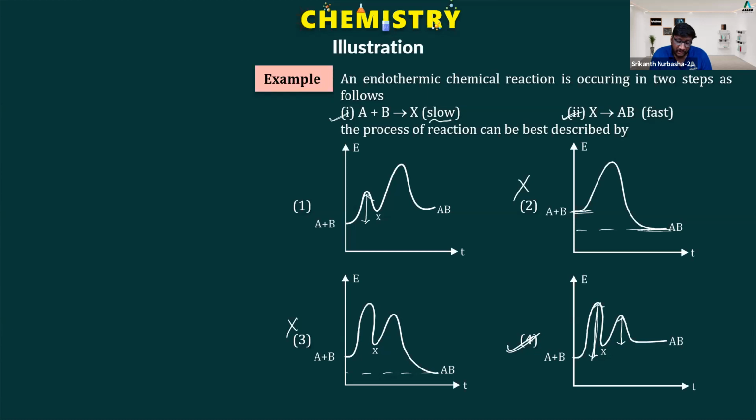Go with the first option. A plus B to X is this much. X to AB is this much. So X to AB has higher activation energy in the first option. But X to AB should be fast. So that is not going to be the correct one. Okay. You should not compare A plus B to X of first option and fourth option. You have to compare A plus B to X, X to AB in the same graph. Because A plus B to X slower and faster or lesser or higher among first and fourth option is all relative. Okay, you have to compare these lines given in the same graph. Right.